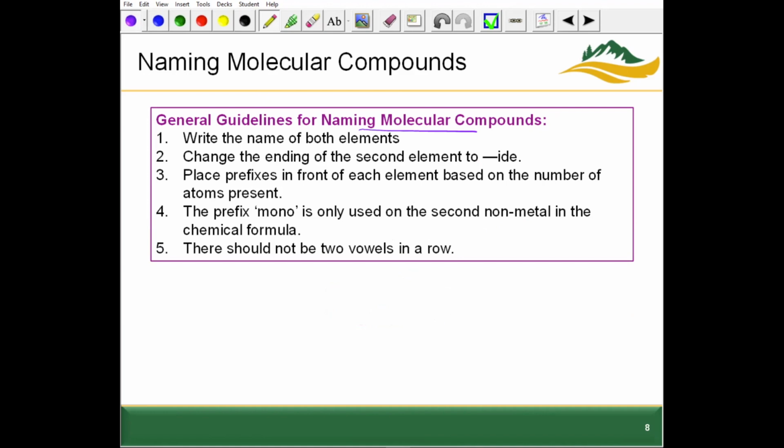Here's one way to summarize how we would name these molecular compounds. We're going to write the name of both elements, change the ending of the second element to IDE, place prefixes in front of each element based on the number of atoms present. The prefix mono is only used on the second non-metal in the chemical formula, and we need to avoid those 2 vowels in a row. So tetraoxide, no, we would drop that A to just have this read tetroxide.